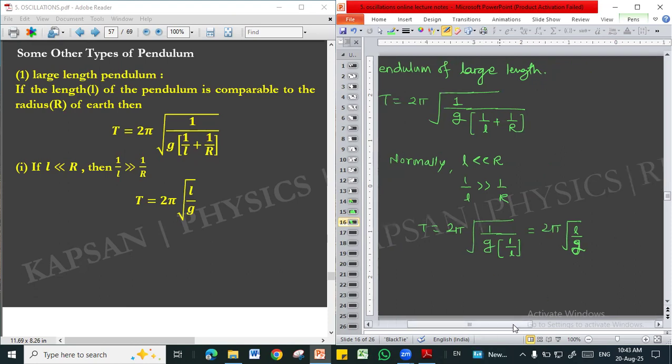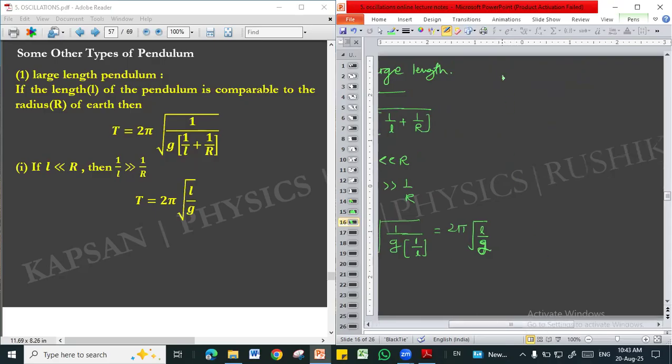Okay. What can be the additional case? What if L is not very small? What if L is very large than R? This becomes interesting. In that case, if the length of the pendulum is very large compared with the radius of the earth, then 1 by L will be very small. In that case, time period will be 2 pi into root of.